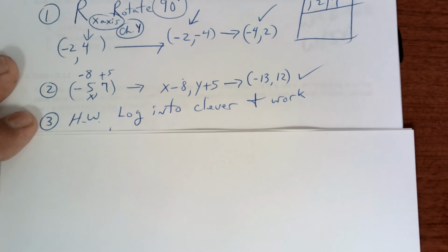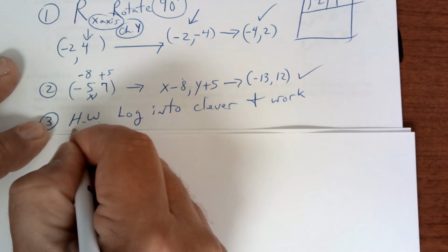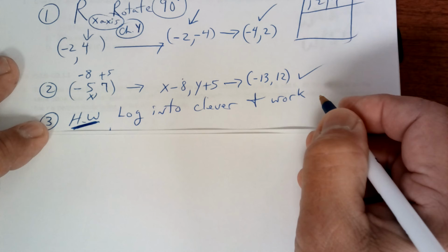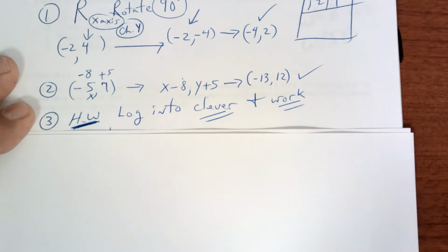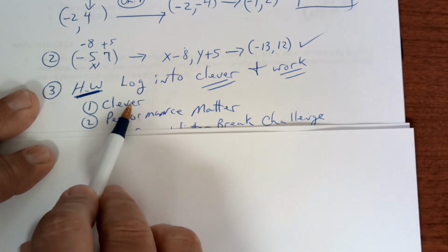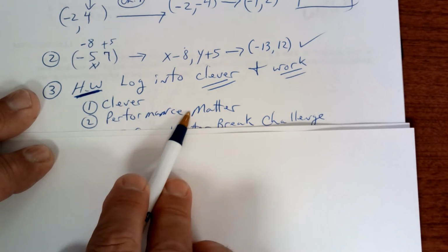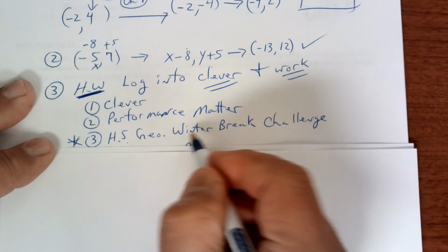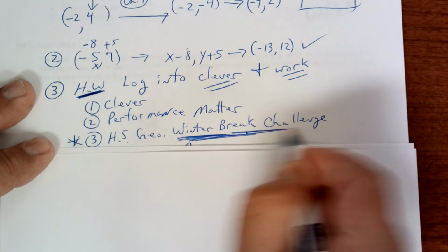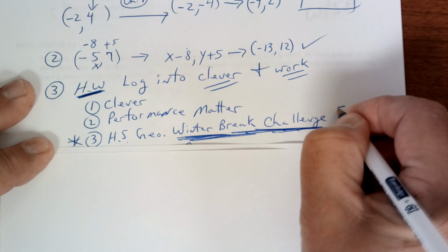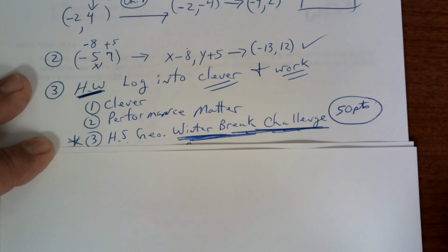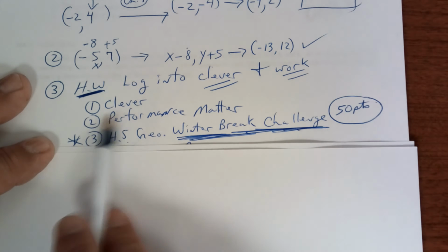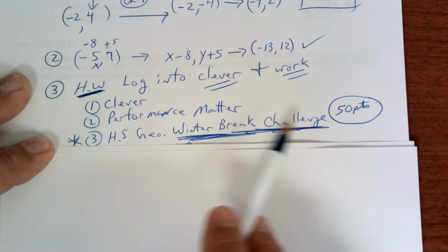It says homework. Now I need you to do this by Friday. Okay? So start tonight, log into Clever, and I want you to do the work. So Clever, write this down. Performance matters, and I want you to do the winter break challenge. And I'm counting this as 50 points. So make sure you do it and start tonight. I'm going to start checking tomorrow. Okay? So write this down. Clever, performance matters, and winter break challenge.